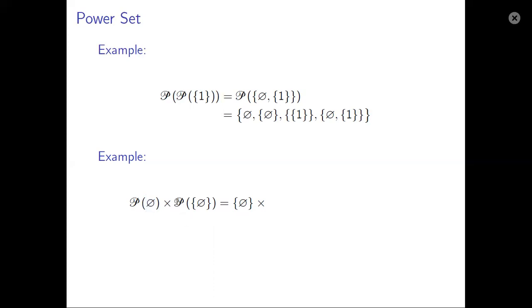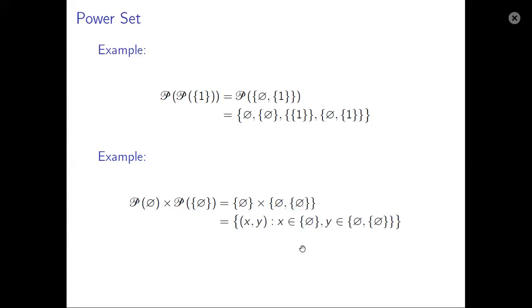Now we need to find the power set of this, right? The power set of this. So we do that. Now we need to find the Cartesian product. So here, this set has 1 element. This set has two elements.